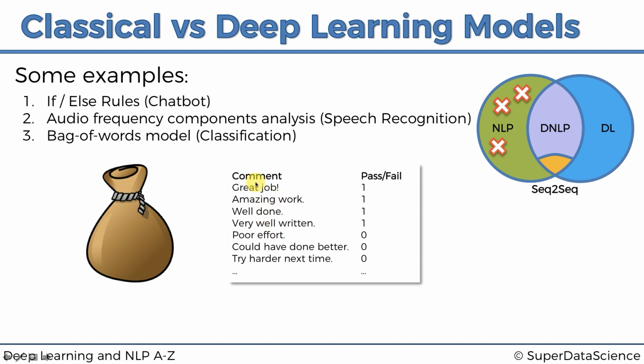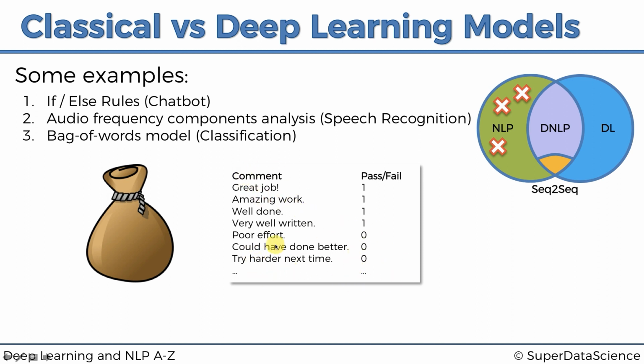For instance, here we've got tutors or lecturers or examiners who marked grades, so who gave a pass or a fail grade to different papers or different assignments that were submitted, and then they also left a comment. So somebody said great job and left a comment of 1, meaning a pass. Somebody said amazing work, left a comment of 1, well done 1, very well written 1, and then poor effort 0, could have done better 0, try harder next time 0, and so on.